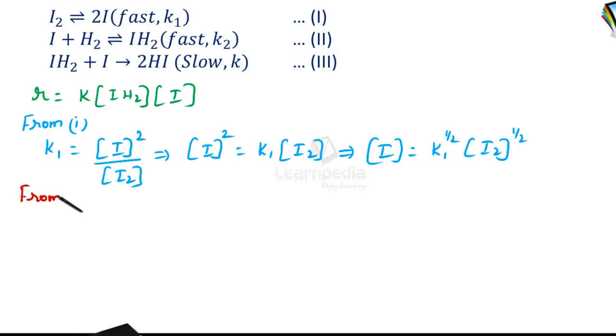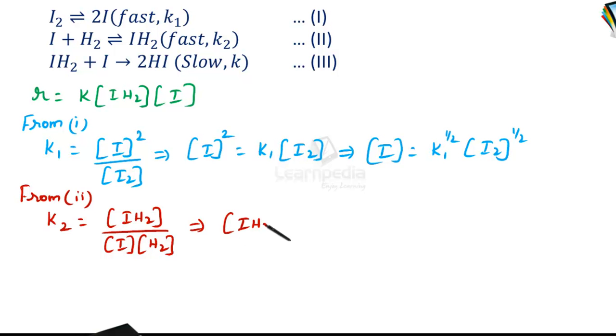Then from the step 2, which is again a fast and reversible process, we can write the equilibrium constant K2 as equal to concentration of IH2 upon concentration of I into concentration of H2. And again, as we require IH2 here, we can rearrange this IH2 as equal to K2 into concentration of I, which is nothing but this expression, K1 to the power of half into I2 to the power of half, multiplied by the concentration of H2.